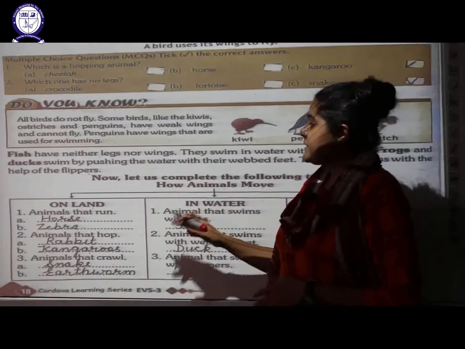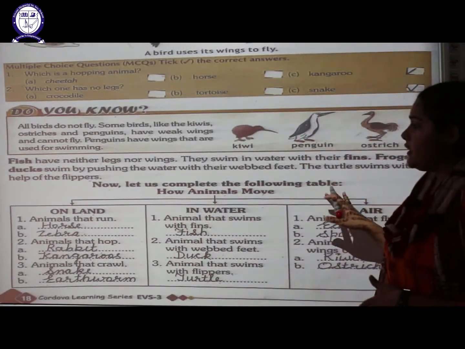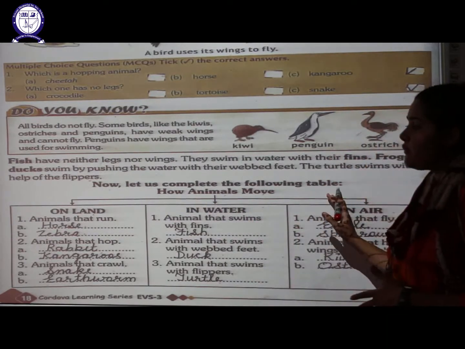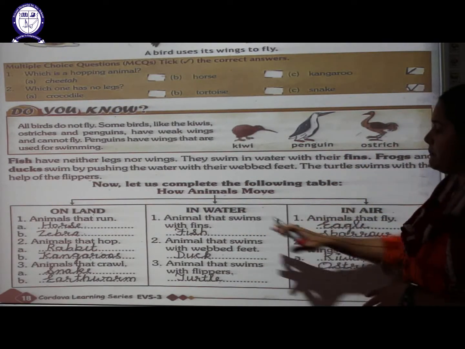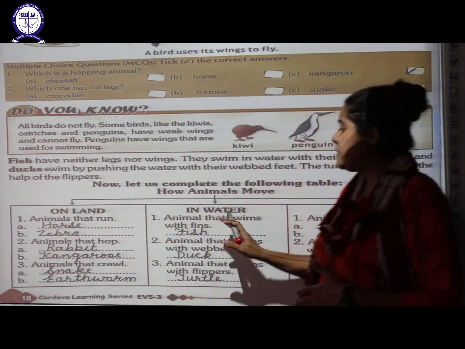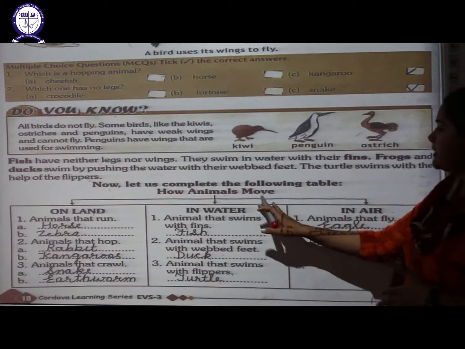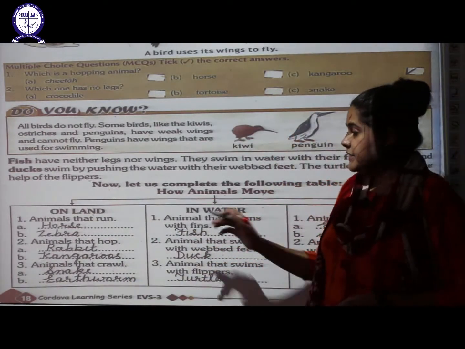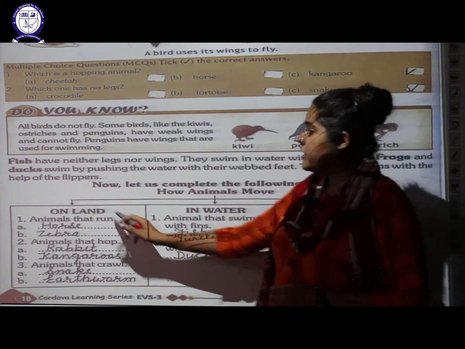Next, we have to complete the following table. In this, we have to discuss how the animals move. There are different places where the animals move, like animals which move on land, animals which move in water, and animals that move in air. So we have to complete this. First of all, let's discuss the animals that move on land.